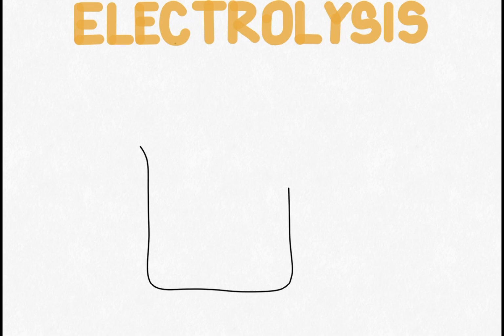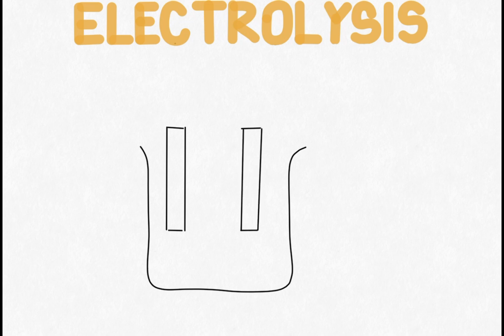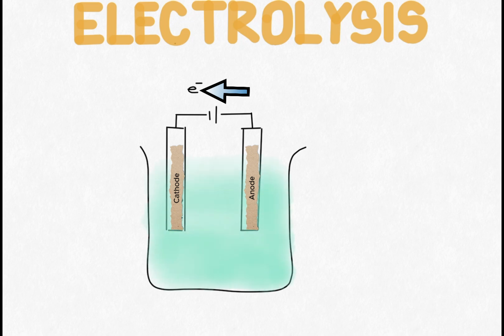So let's quickly go through the basics of electrolysis. Now, all reactions of electrolysis have the same basic components. You'll have a beaker with two electrodes that are connected to a power supply. One of the electrodes will be a cathode, meaning that it is negatively charged, and one of the electrodes would be an anode, meaning that it is positively charged. Now, the movement of electrons will be from the anode towards the cathode and then through the electrolyte.